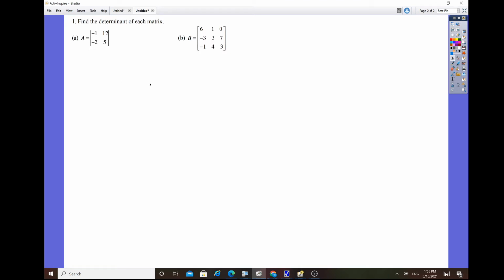Again, the 2 by 2 is pretty easy to do. Determinant of A: just multiply the numbers on the main diagonal, negative 1 times 5, minus 12 times negative 2. So we get negative 5 plus 24, which is 19. And then the 3 by 3.